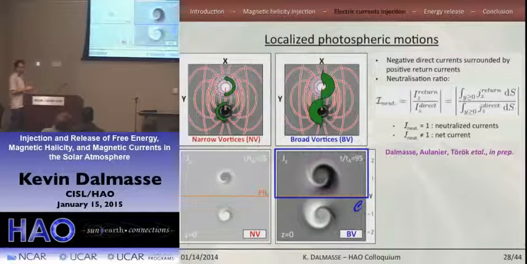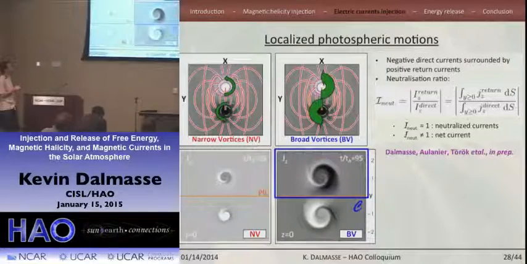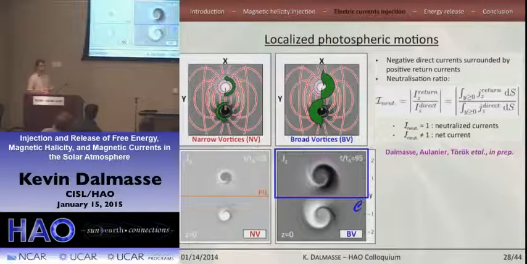Now, as I said, here we are interested in the neutralization of electric current. To study that, we define the neutralization ratio, which is equal to the absolute value of the total return current divided by the total direct current inside of the positive magnetic polarity, so in this region. If this ratio is equal to 1, then electric currents are neutralized, and if not, then there is a net electric current flowing inside of the magnetic configuration.